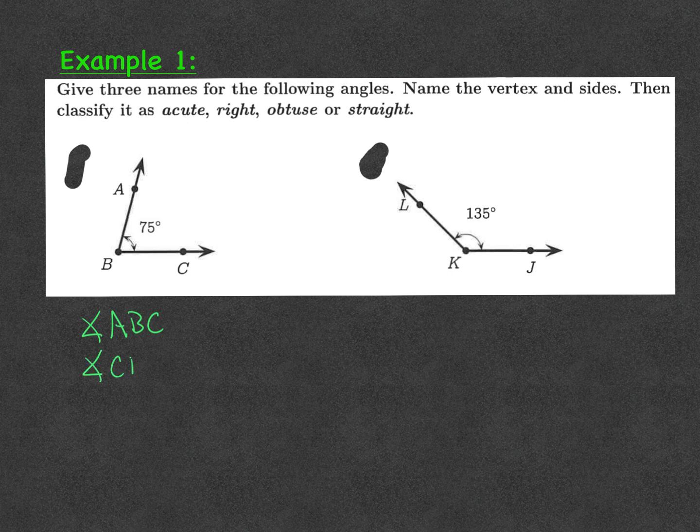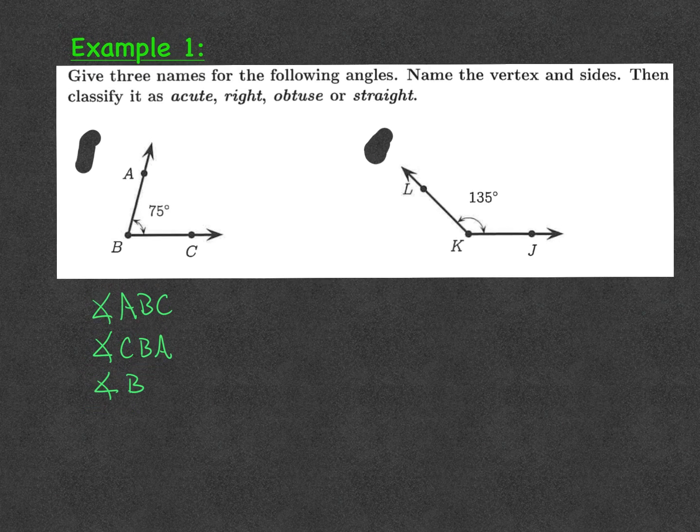Angle CBA. Samuel R, tell me the last name for this one. Angle B. We can use the vertex, right? So there's my 3 names. Now remember, for these, you're given 3 names for one angle. I can have 3 names but it's all the same person. Same thing here: 3 names for the same exact angle. These all are talking about that one angle there.